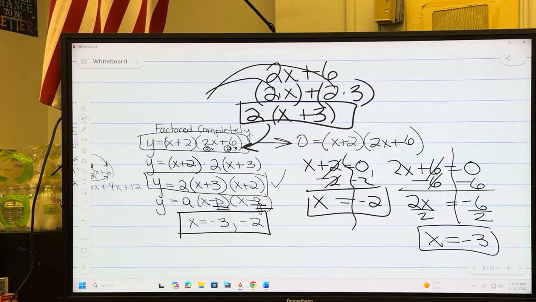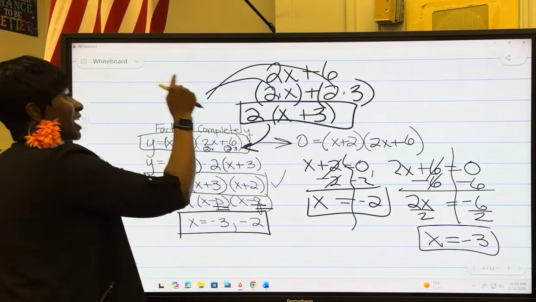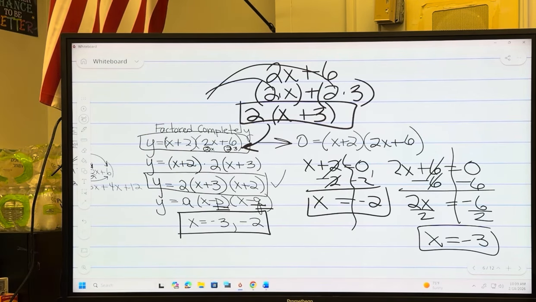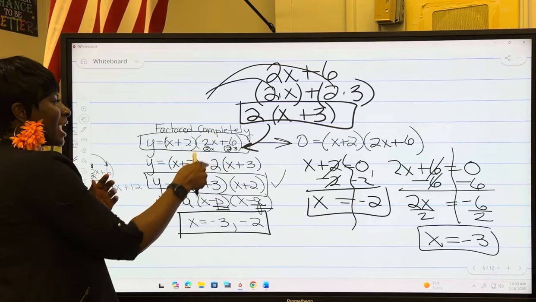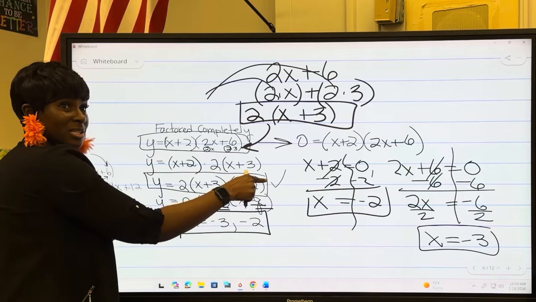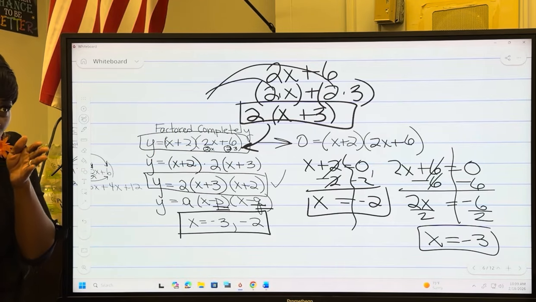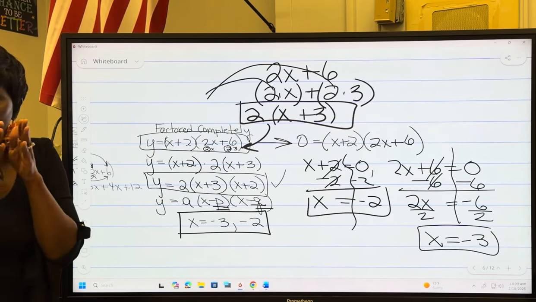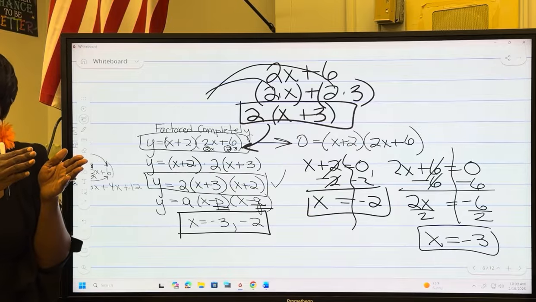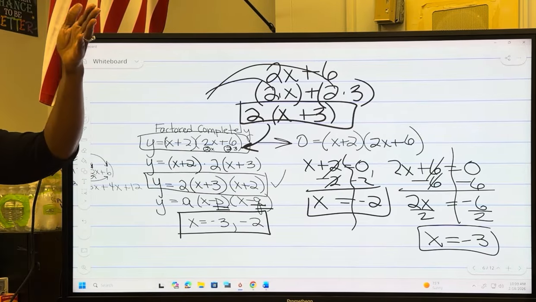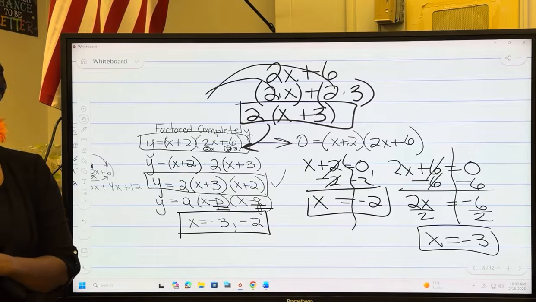Why does that make sense? Because 2 times x is 2x, and 2 times 3 is 6. So it's the same thing. So instead of writing it like this, I could just write it like this. That's the difference. If they say factor completely, just look and make sure there's no more factors left inside that you can pull out. And if there's not, boom. Now, if they don't say factor completely, do what you've been doing. Set them equal to 0, solve.